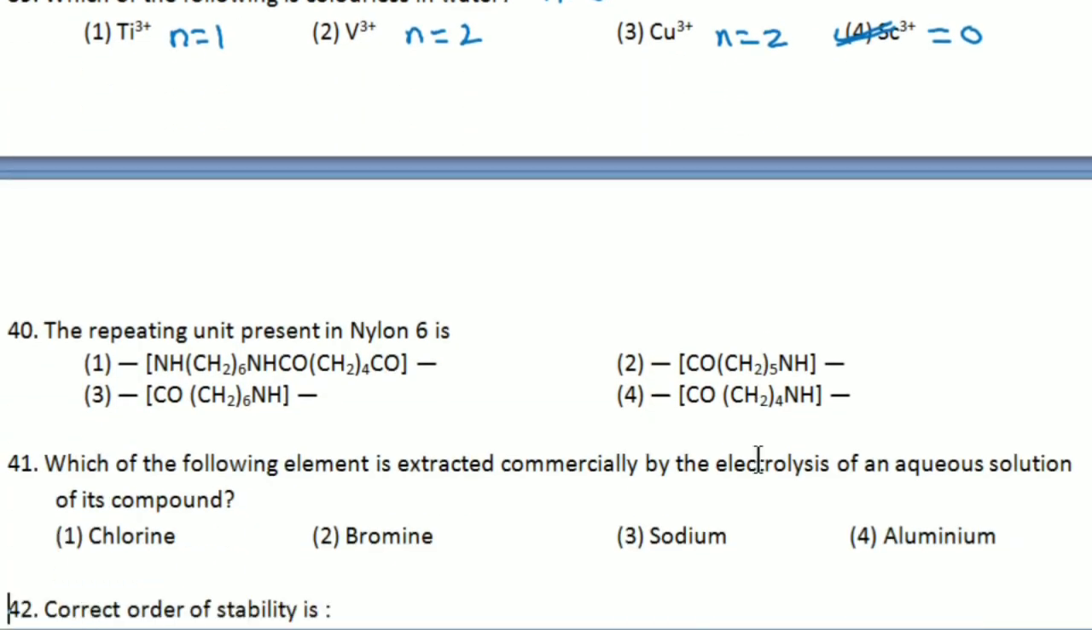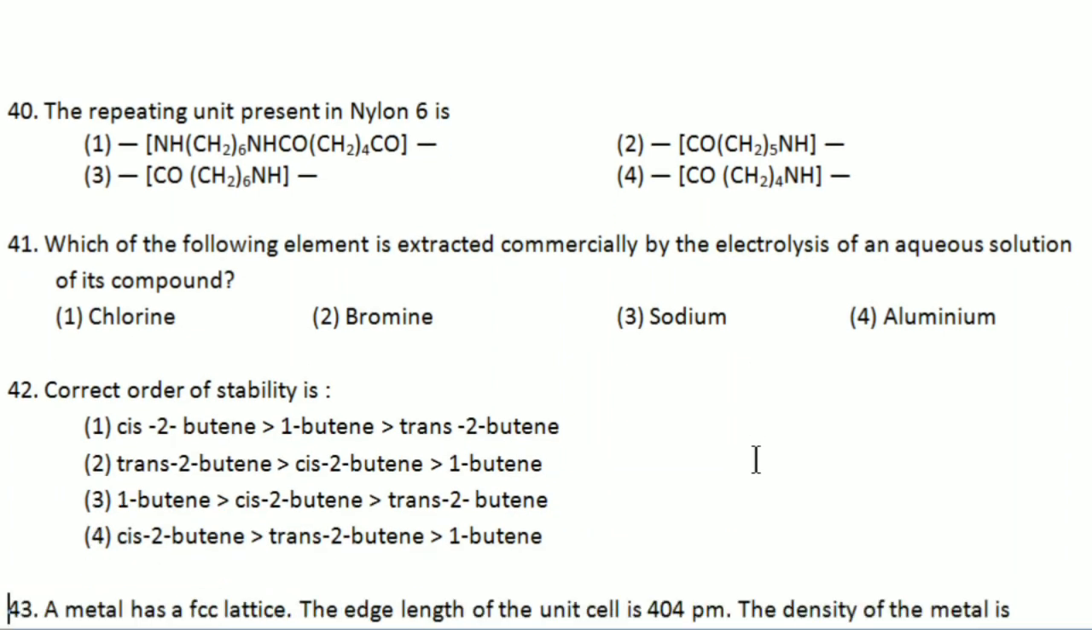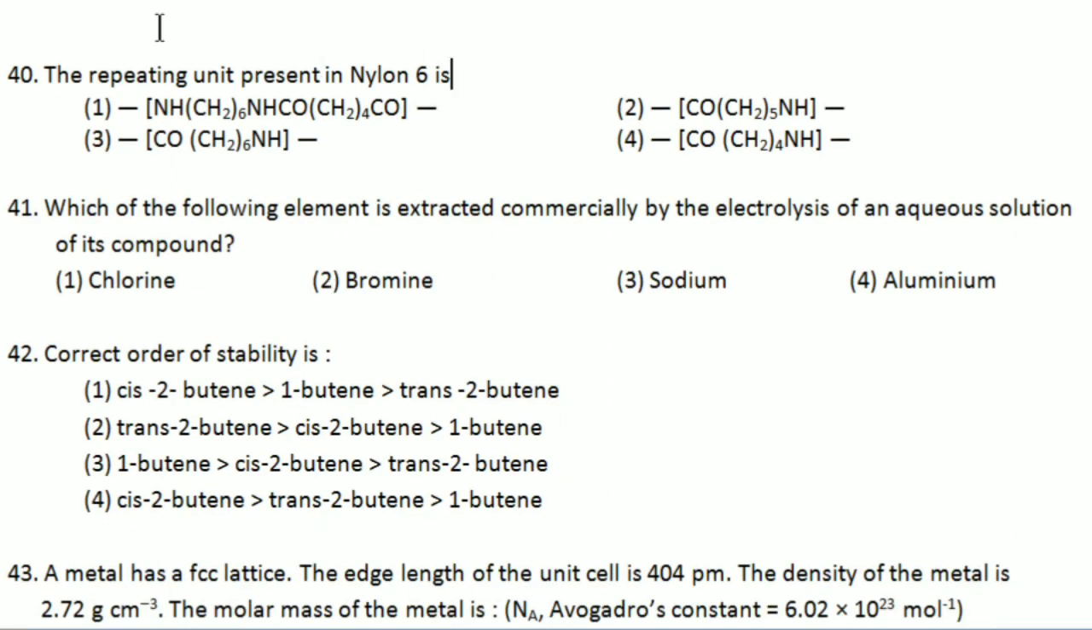40th question, the repeating unit present in nylon 6. Nylon 6, remember, is made up of caprolactam, right? Caprolactam is having CH2 5 times, NHCO is correct. CH2 5, CH2. So only in these two you will get confusion. So the answer for this question is 2.